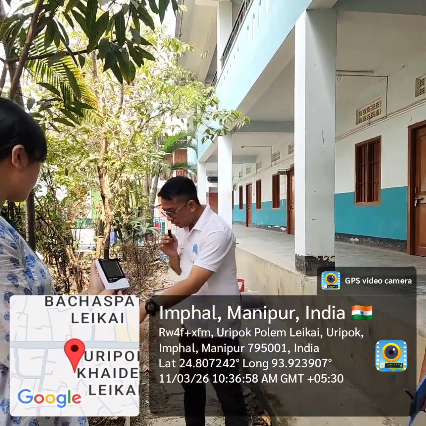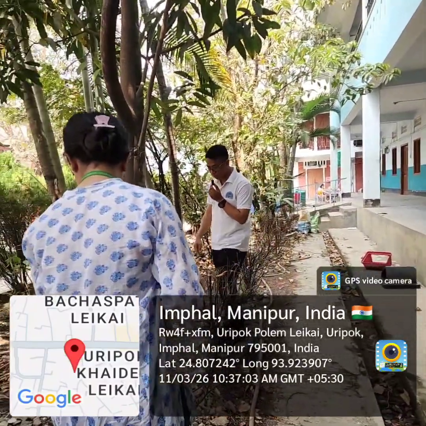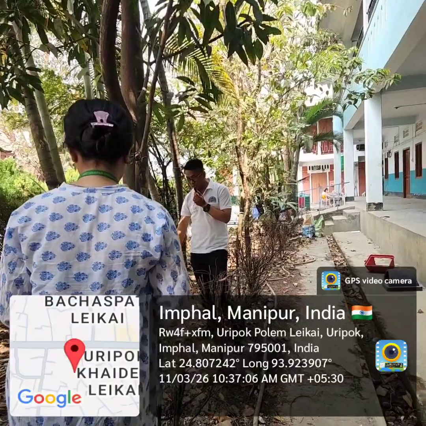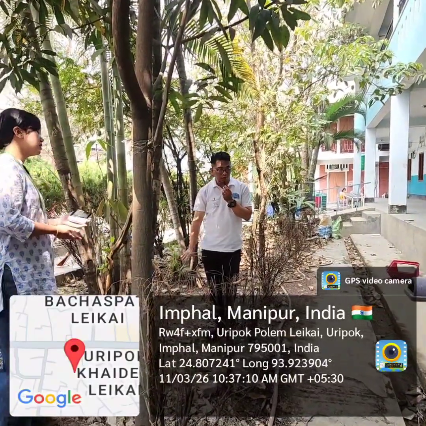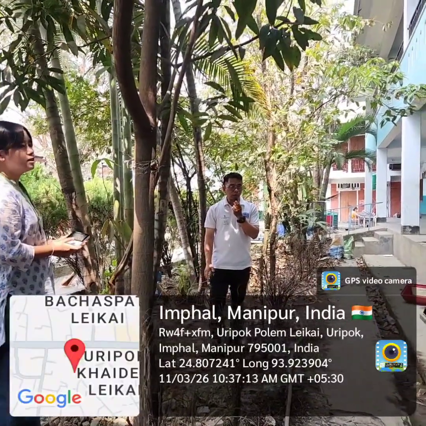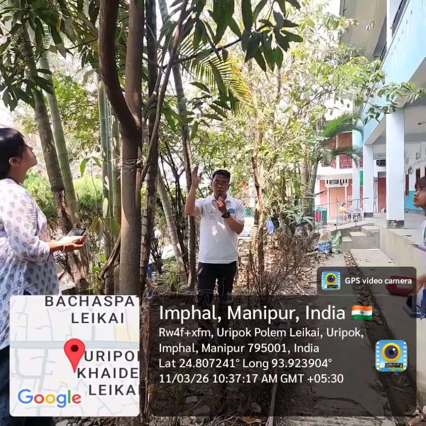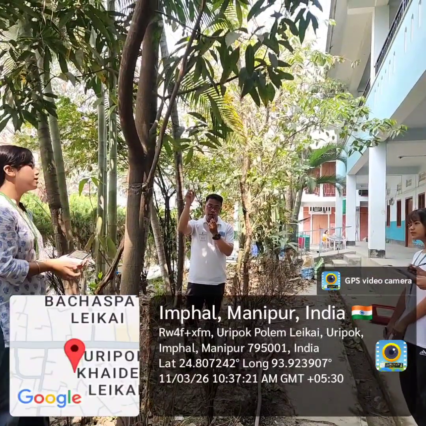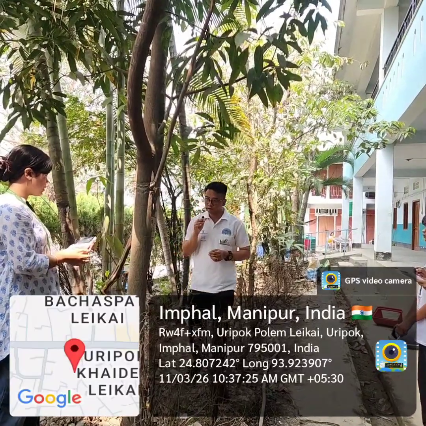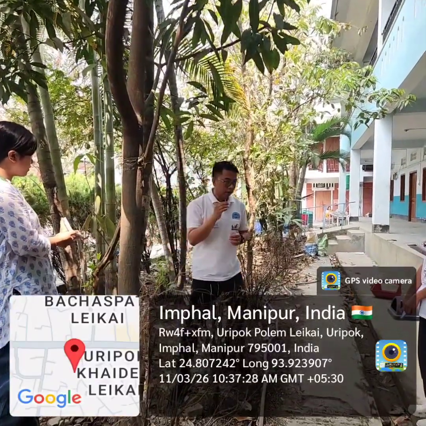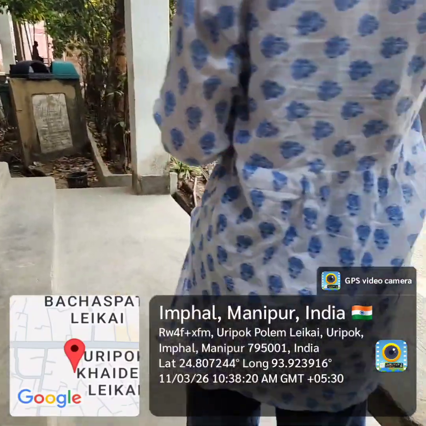What is the surface? The surface is soil, and we are under the tree. Okay, vegetation cover. Temperature is 27.3 or 27.4. Okay.